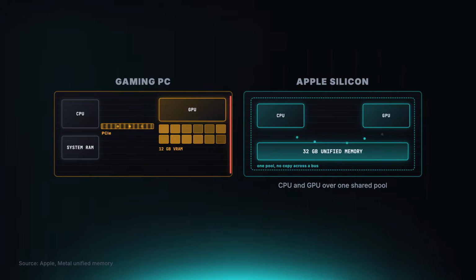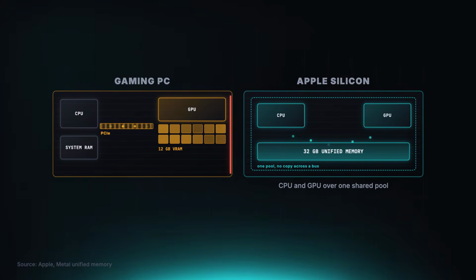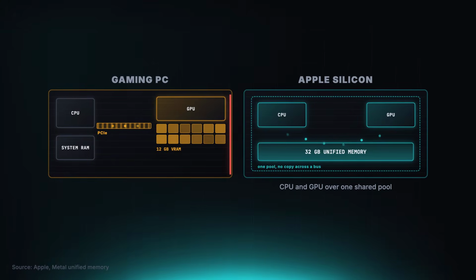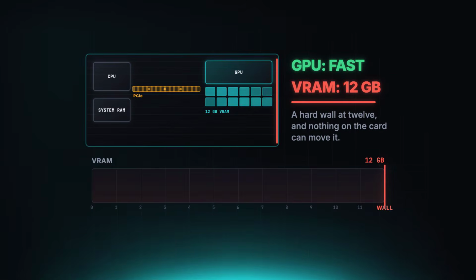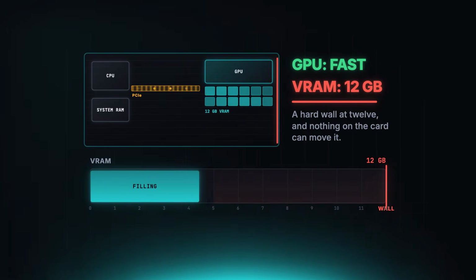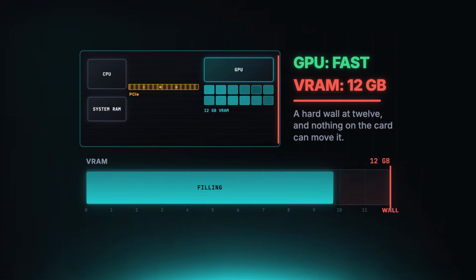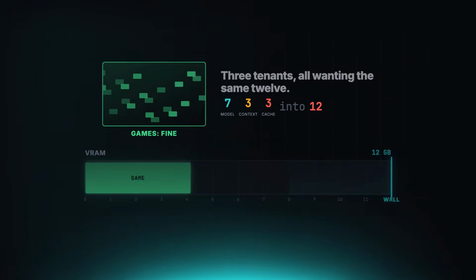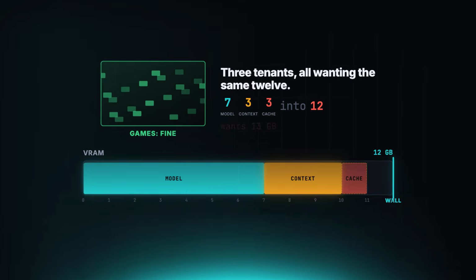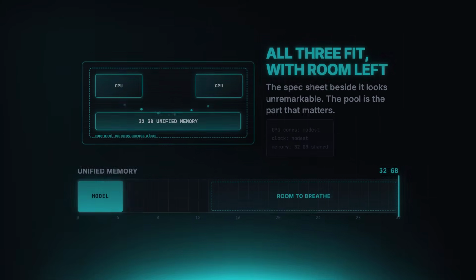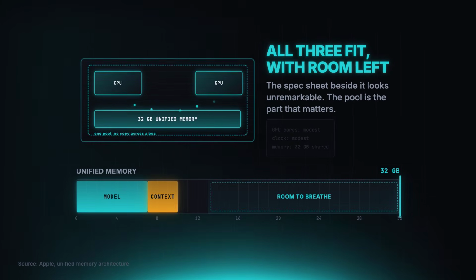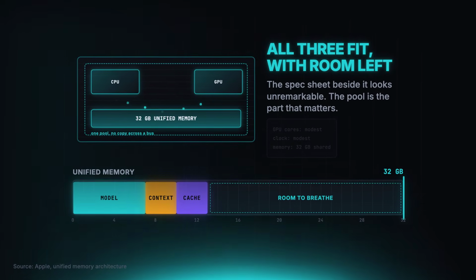On a gaming PC, that usually means GPU memory first and system memory second. On Apple Silicon, the CPU and GPU share one pool of unified memory. That difference is massive. A Windows desktop with a fast graphics card might have a powerful GPU and only 12 gigabytes of VRAM. That is great for games. It is less great when the model, the context, and the cache all want to live inside that same 12 gigabytes.